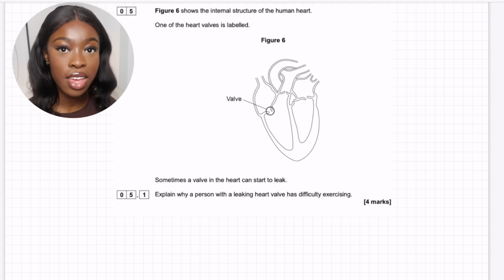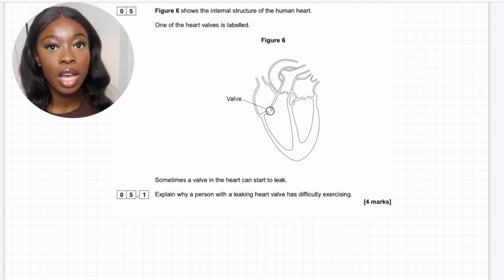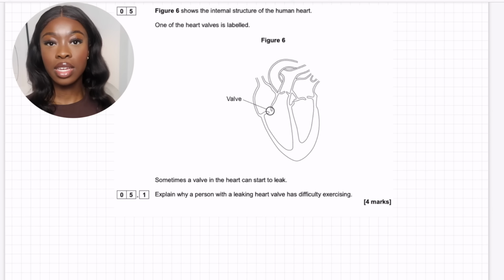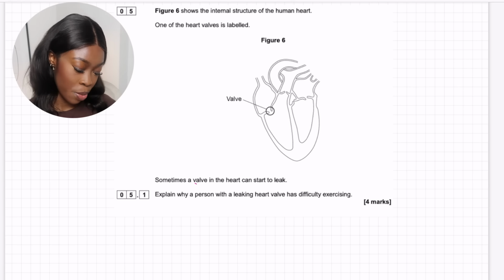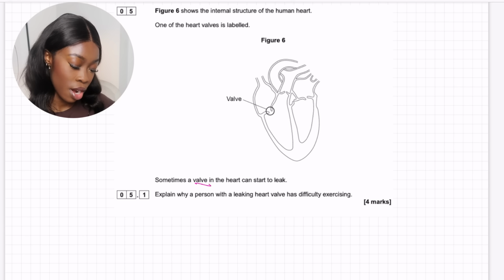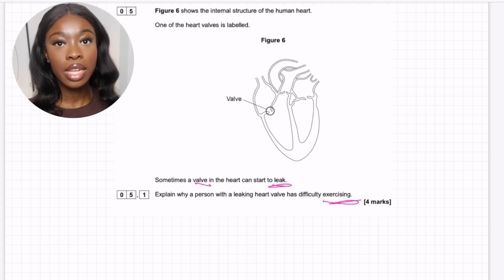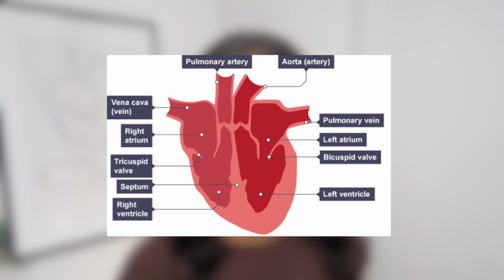So let's highlight the key information. When I do my questions, I always highlight the key information so that the key info stands out. It talks about heart valves, that is important, and it says it can start to leak, that is very important. Then it says, why does this affect exercising? Let's just think about it. Think about what a heart valve does. A heart valve basically prevents backflow of the blood so that the blood can efficiently pump through the heart and to the body, so the body can get enough oxygen to do what it has to do.